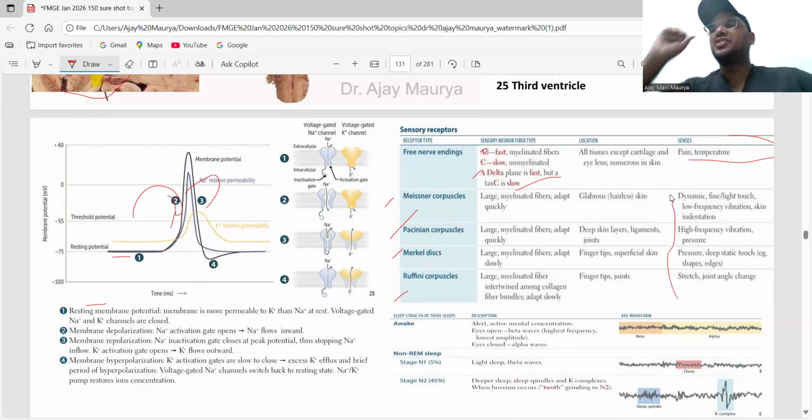So in 2020, I think they gave one MCQ from here, but they're not going to ask the simple questions.